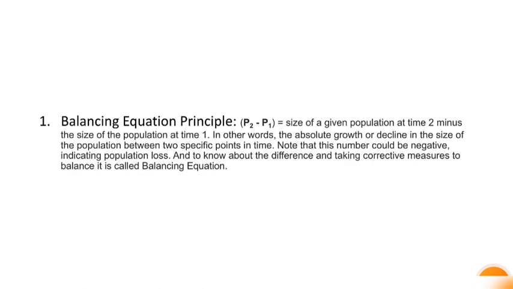And what does this balancing equation principle state? The equation is P2 minus P1, where P2 is the size of a given population at time 2, minus the size of the population at time 1, that is, previous year population and current year population. In other words, the absolute growth or decline in the size of the population between 2 specific points in time. Note that this number could be negative or positive. If a negative amount comes, then it indicates population loss for a country. If it comes positive, then there is a population explosion in a country. Knowing the differences and taking corrective measures to balance is called the balancing equation principle of demography.